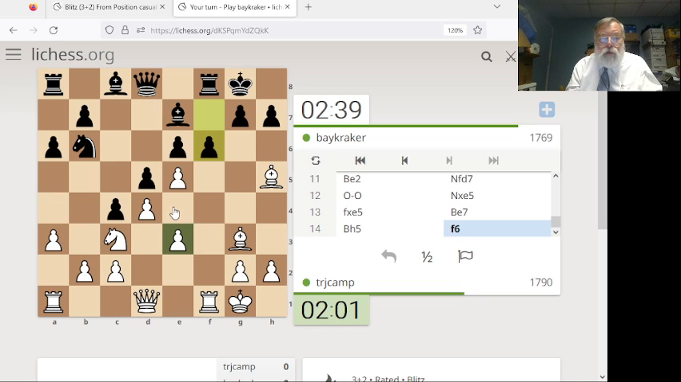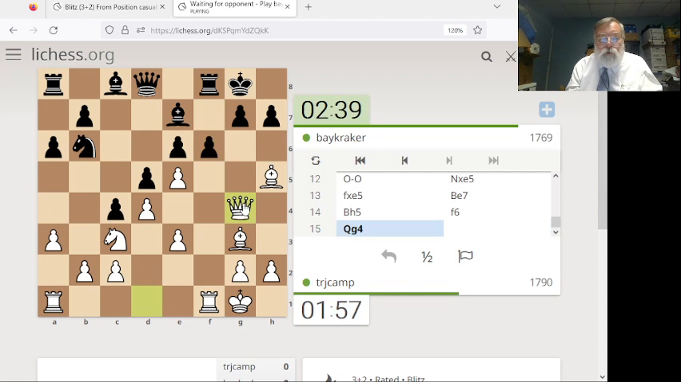I'm going to try something kind of dangerous here. I'm going to try queen g4. I have an idea here. It may or may not work.